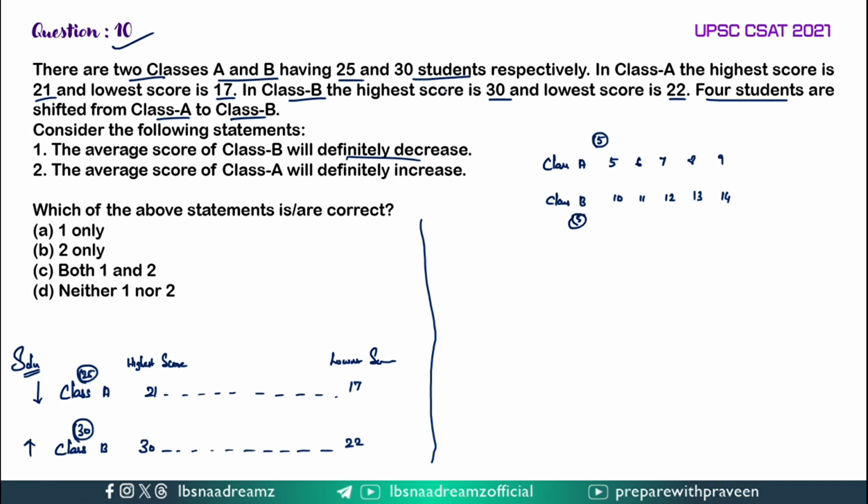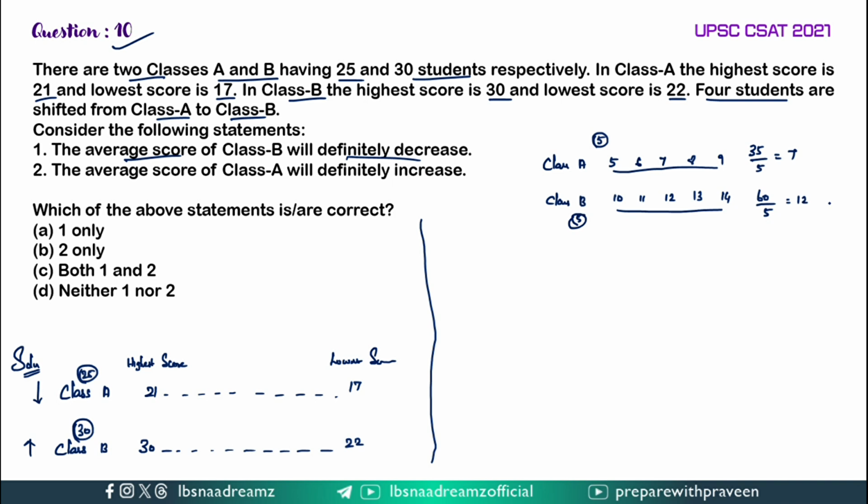So they are asking you to find the average score, right? Now let us find the average score of class A. If you add all these, 5, 6, 7, 8 and 9, we will get 35. So to find the average score, we will divide 35 by 5. We will get 7. So 7 is the average score of class A. Similarly, to find the average score of class B, add all these, 10 plus 11 plus 12 plus 13 plus 14, we get 60. 60 by 5 is equal to 12.